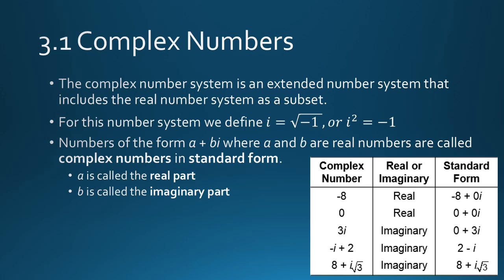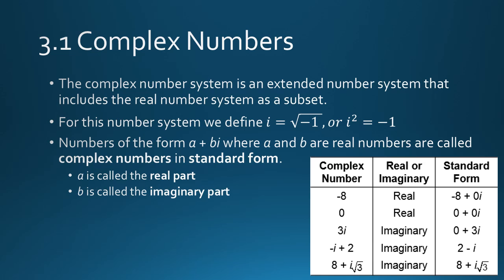And here are some examples. Now, this is a review. We have done this both in Algebra 2 and Algebra 3, so most of this should sound very familiar. The number -8 is a real number, and it can be written as a complex number in the form -8 plus 0i. The number 0, also real, can be written as a complex number as 0 plus 0i.